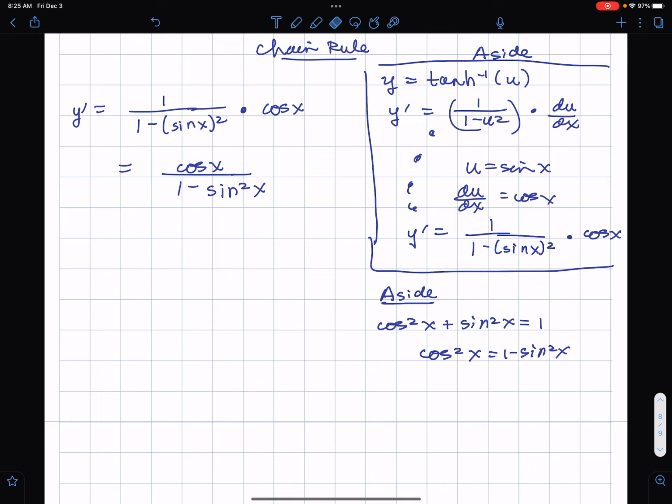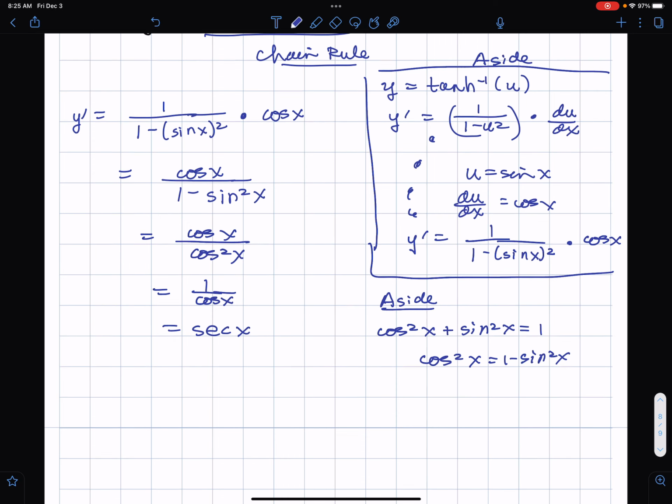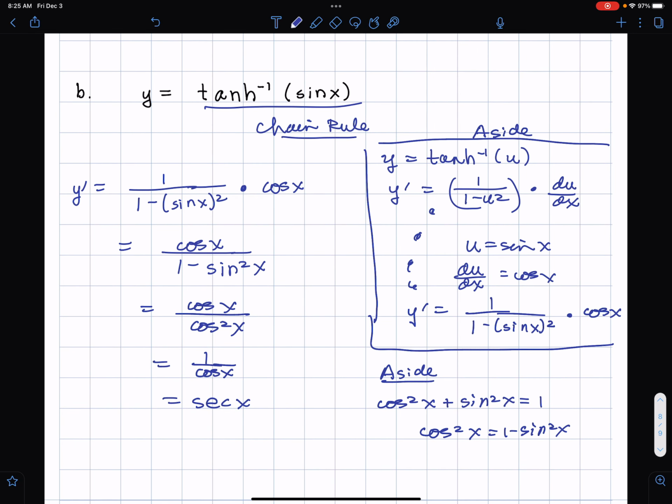this is saying this is cosine x divided by cosine squared x, which is 1 over cosine x, which is secant x. What? Okay, there we did it. Yay. So got that answer. So that's interesting. So it turns out that this is an antiderivative of secant x, huh?